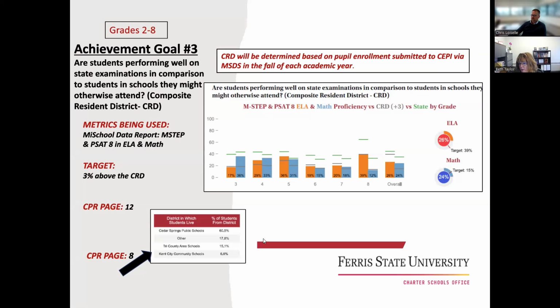You'll also see a green line. That green line is comparing how your school and the CRD is doing compared to the state. We do not use that though for any kind of target for your contractual goals.